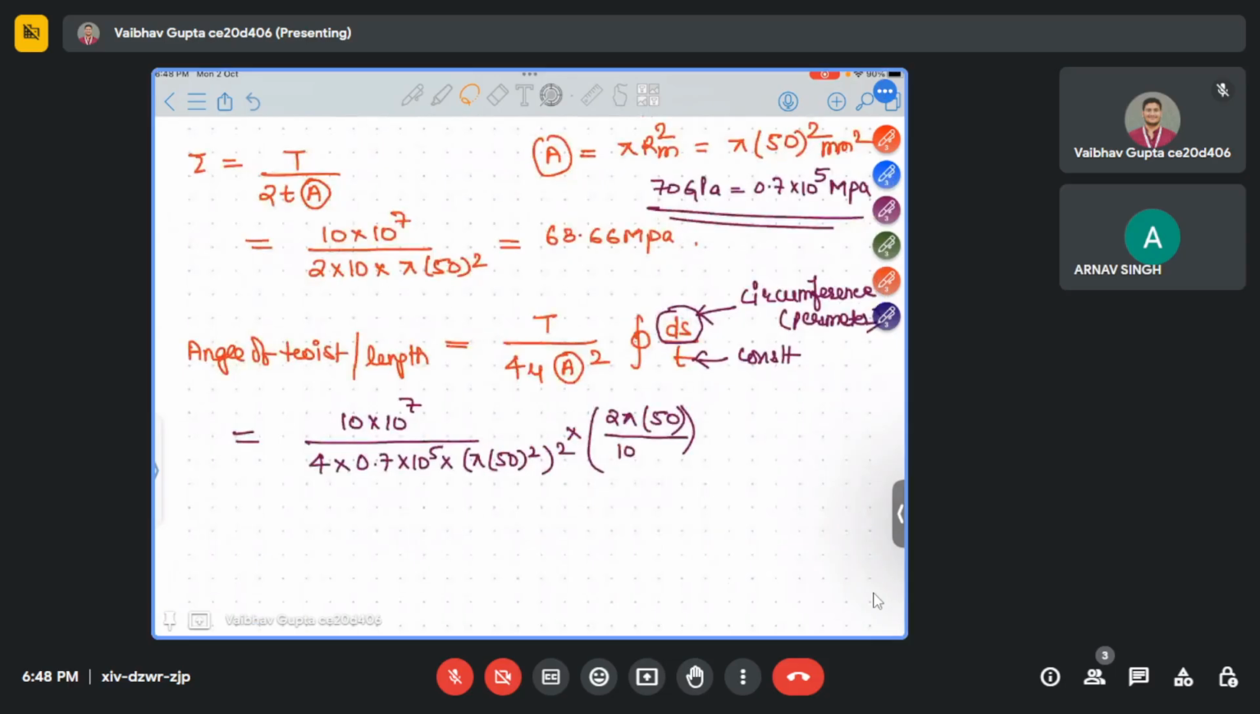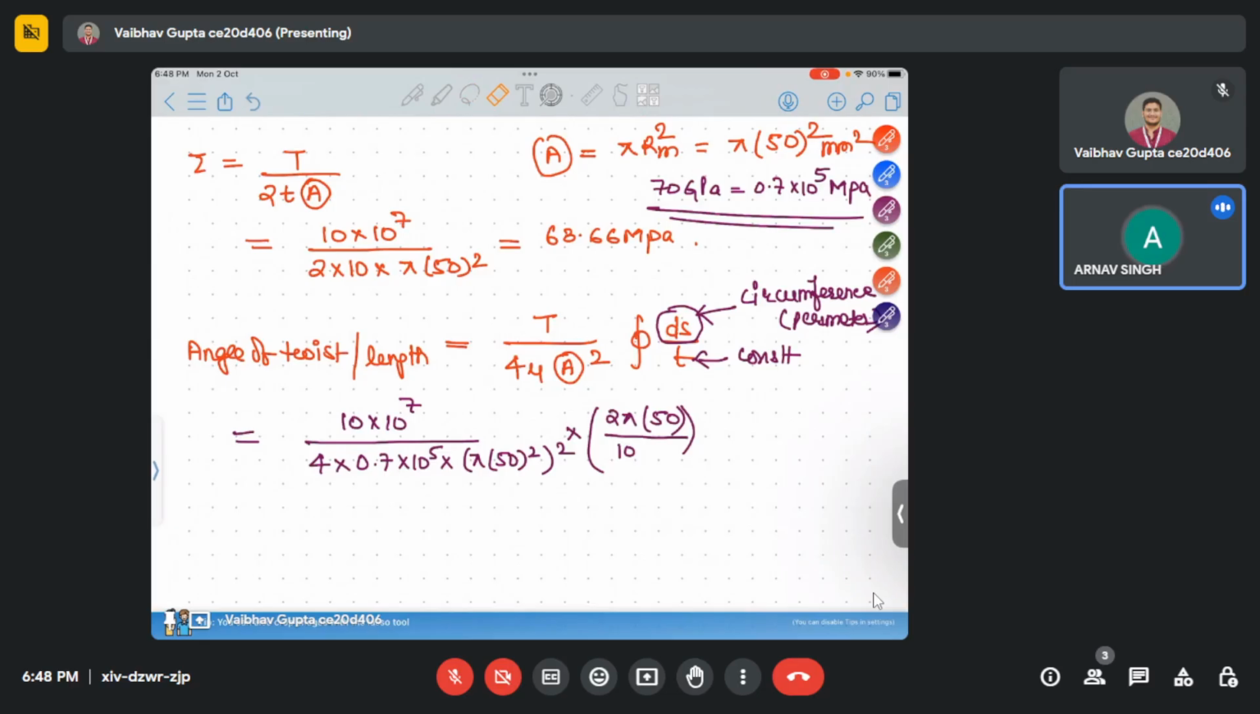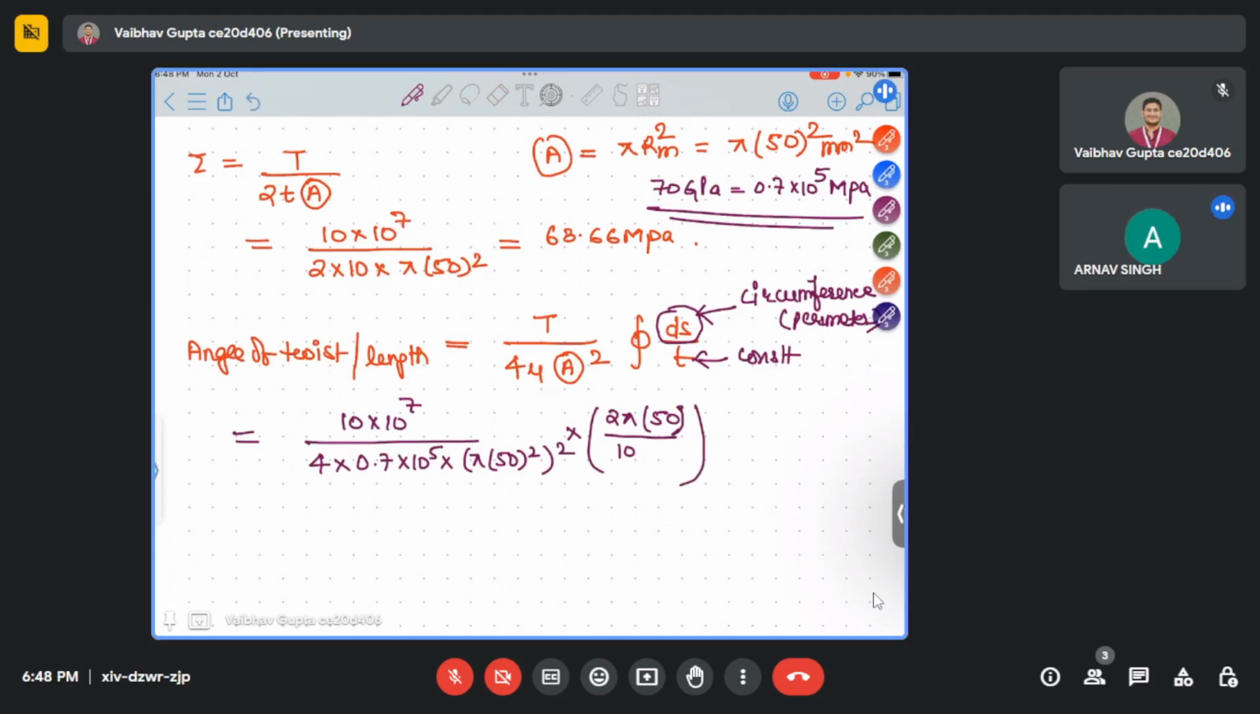See, the line integral of ds is nothing but the circumference, or perimeter. So the circumference of a circle is 2 pi rm, and rm is given as 50. Why is 10 written in the denominator? T is thickness. So all things you got it.